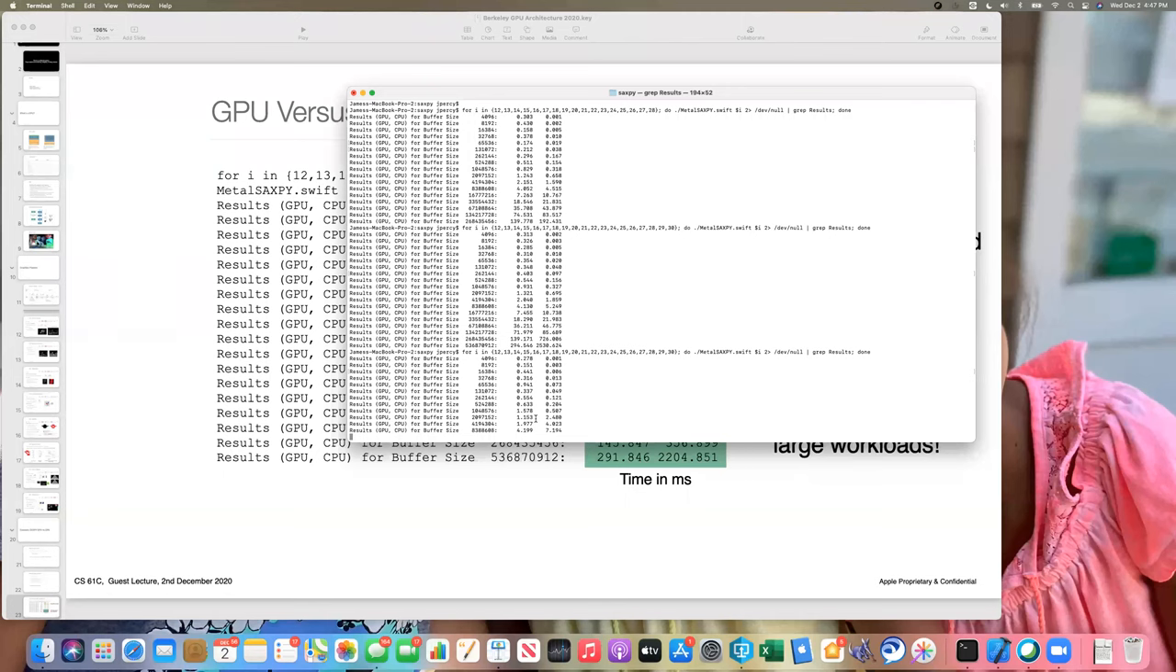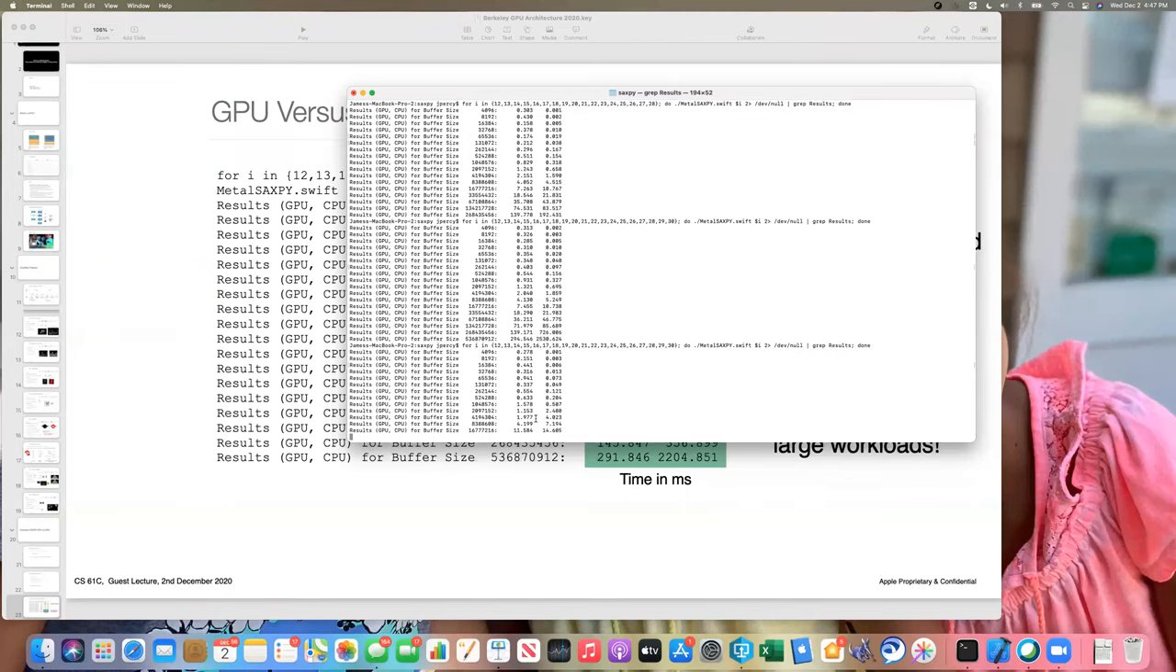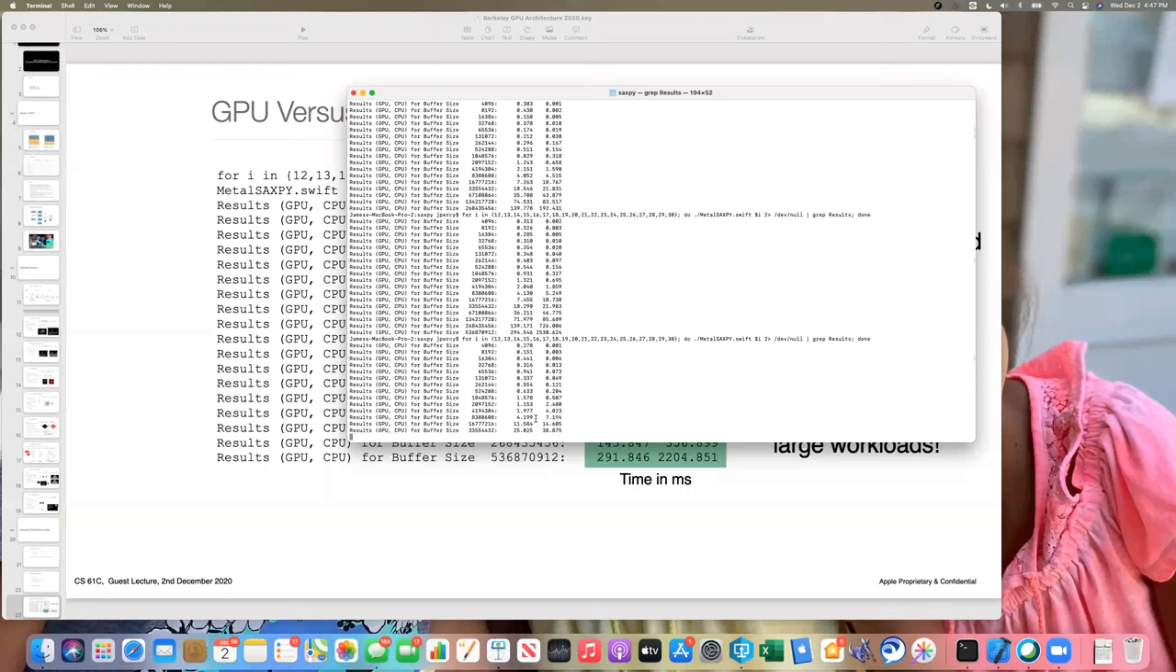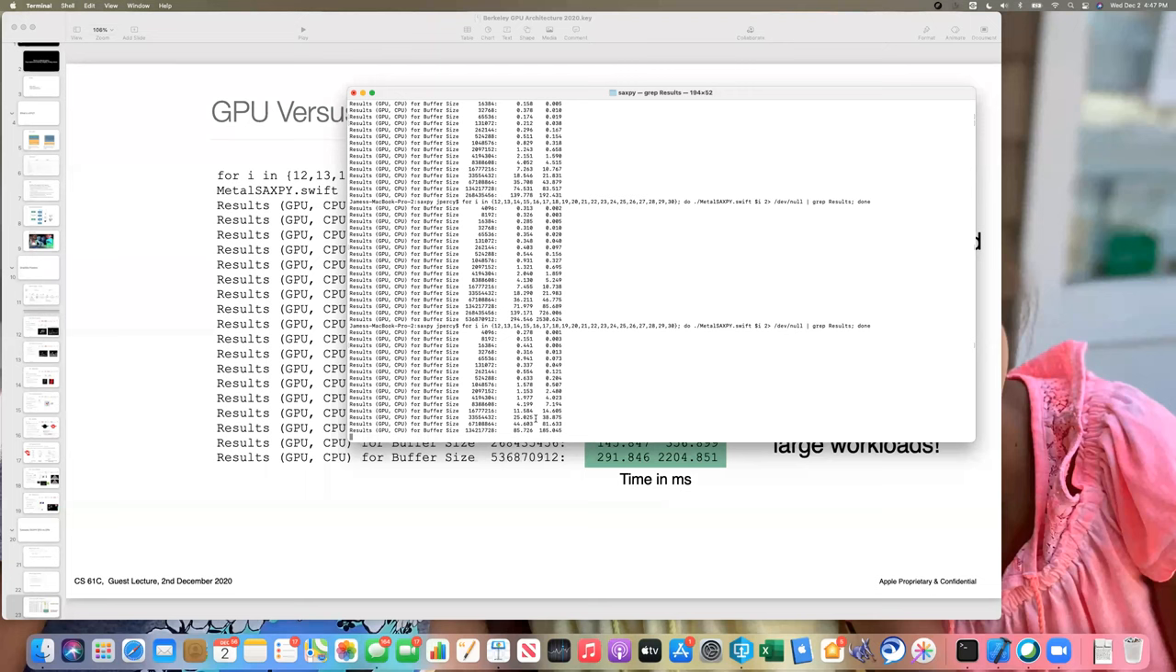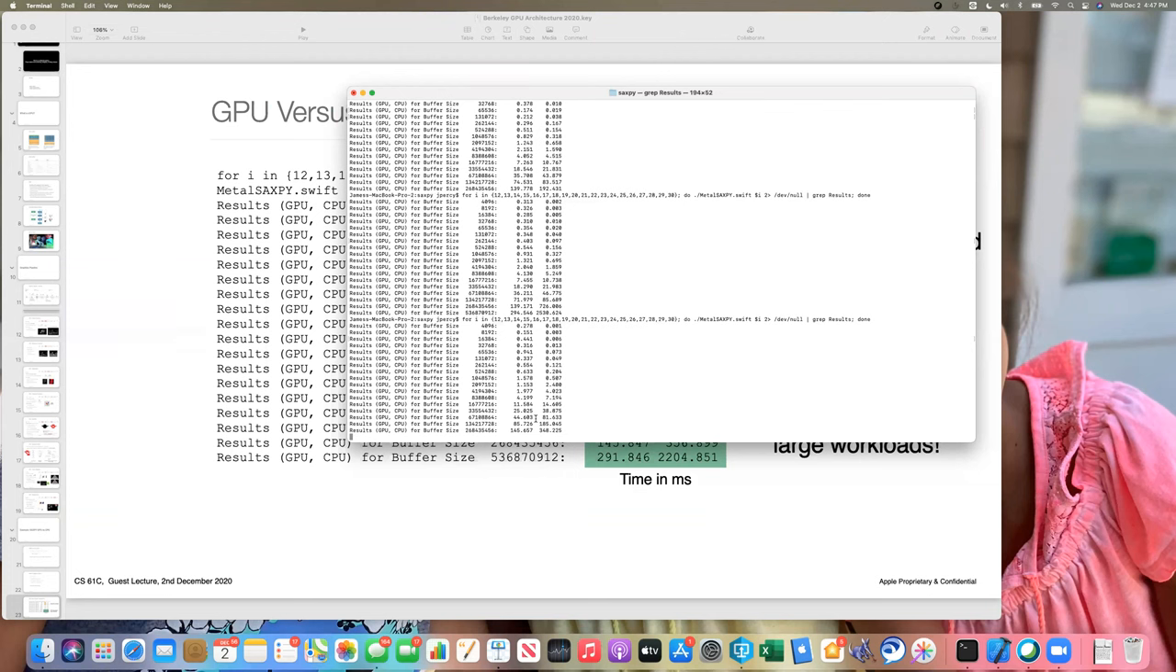And there it is, GPU starting to beat the CPU. CPU time's getting longer and longer. We're about 2x the GPU right now. About 3x. I can hear my fan going up.